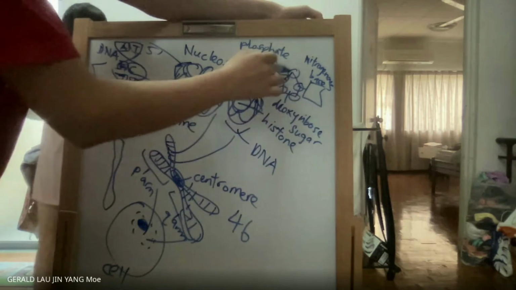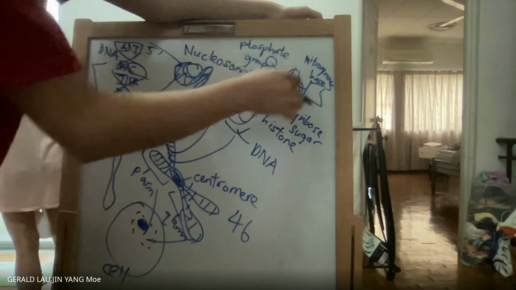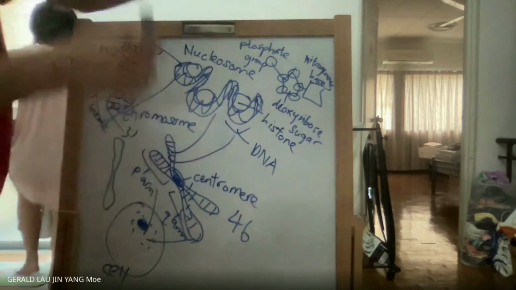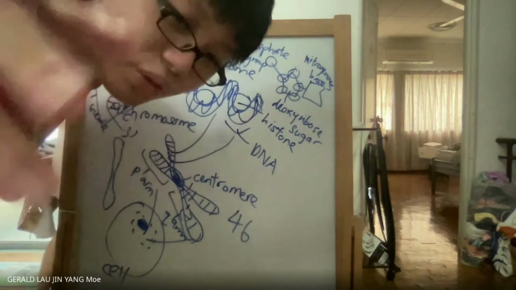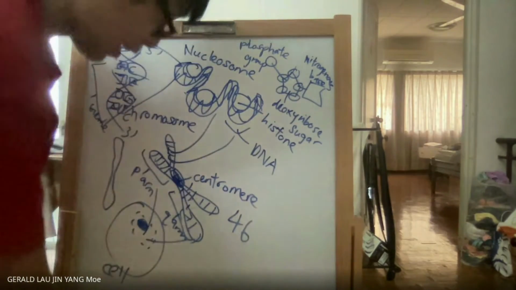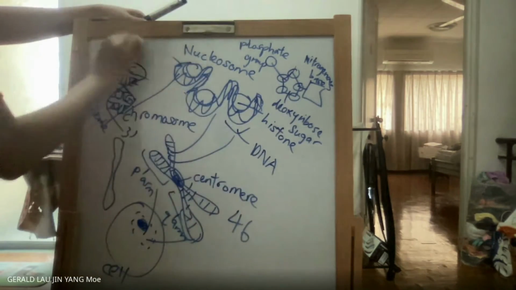Basically, it means it will bond with the 5. This is 5 prime and then there will be 3 prime. Only 5 and 3, there won't be 1, 2 or 4 like that. Okay, so I'll wrap everything up already.